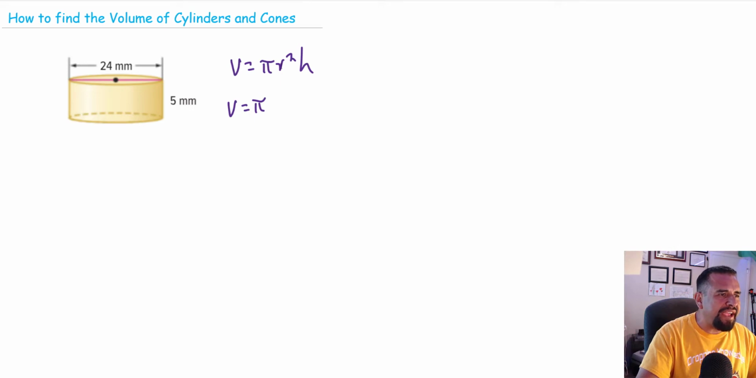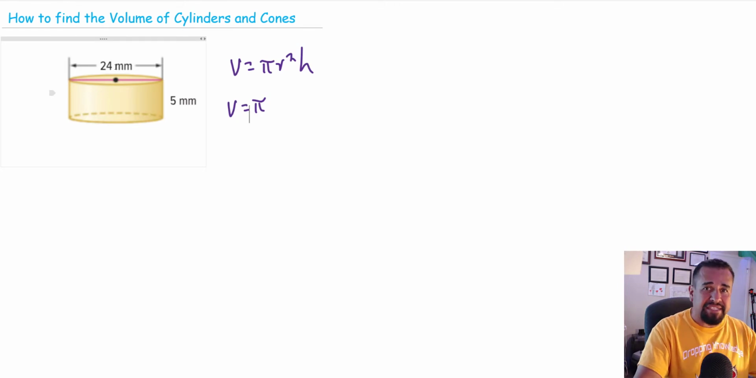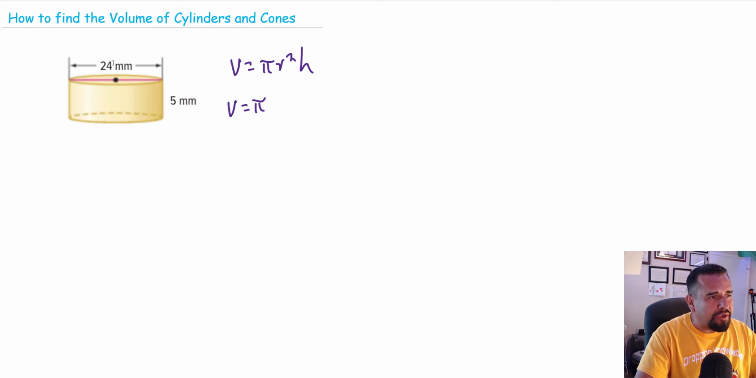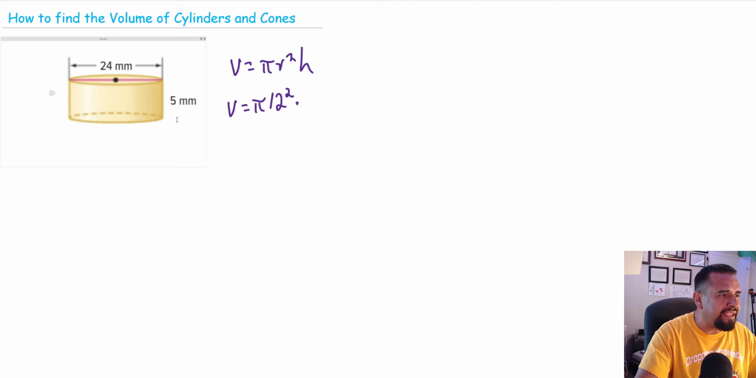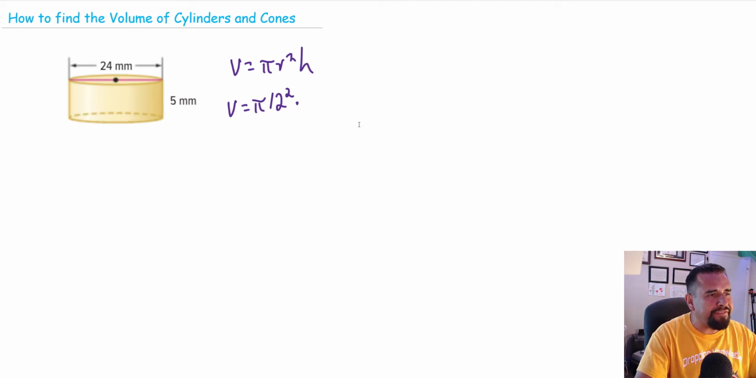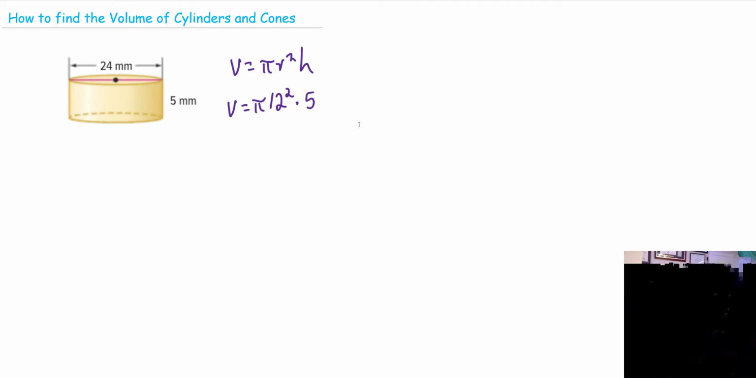Now, right here we have the radius. Notice our picture here. They give us the diameter. So I don't need the diameter, I want the radius. All I have to do is cut this in half, because the radius is half the diameter. So if the diameter is 24, then the radius is 12. So we're going to put in 12 to the second power, and multiply that times the height. In this case, the height happens to be 5 millimeters, so we're just going to put in 5.